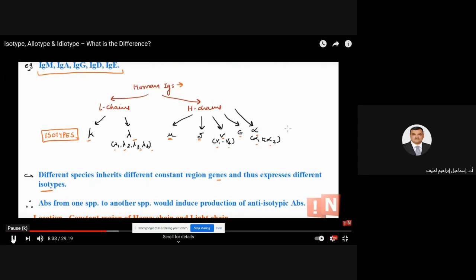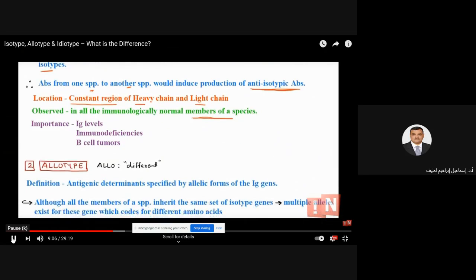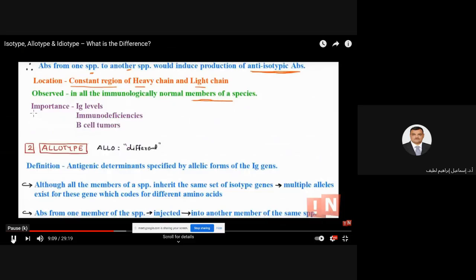Right. So if I take antibodies from one species and inject them into another species, if I take mouse antibody and inject it into a human, then that human would induce an immune response against that particular antibody, because it's from another species, it's a foreign molecule for that human. So there will be a production of anti-isotypic antibodies. Those antibodies we will say are anti-isotypic. So that's an isotype.